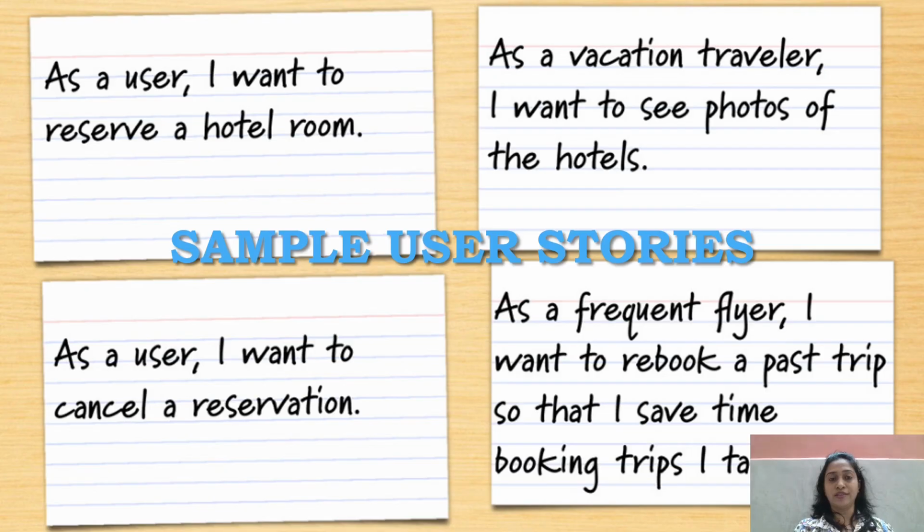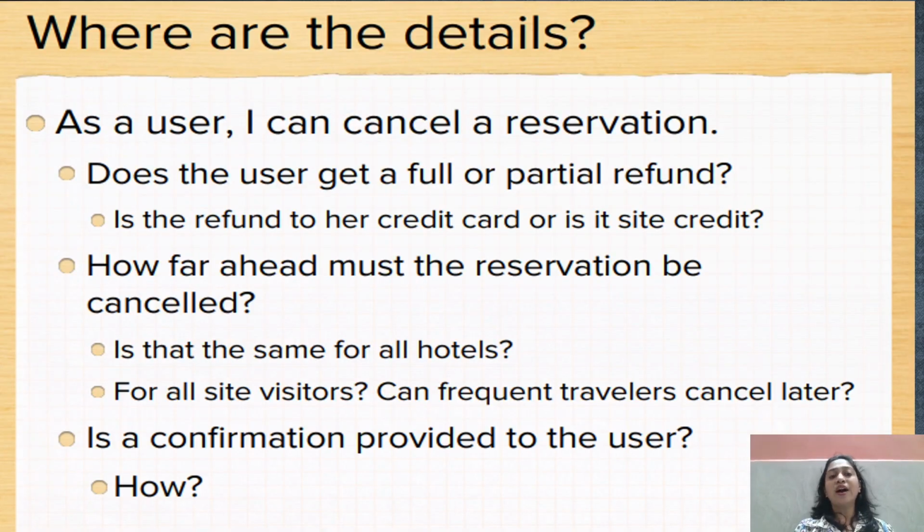It's a headline, we can say, the user story. Okay, where are the details? So as a user, I can cancel a reservation. Does the user get a full or partial refund? Is the refund to her credit card, or is it a site credit or something? How far ahead must the reservation be cancelled? Is that the same for all hotels? Or for all site visitors, can frequent travelers cancel it later? How is a confirmation provided to the user? So these are the details and answers we require from the user.